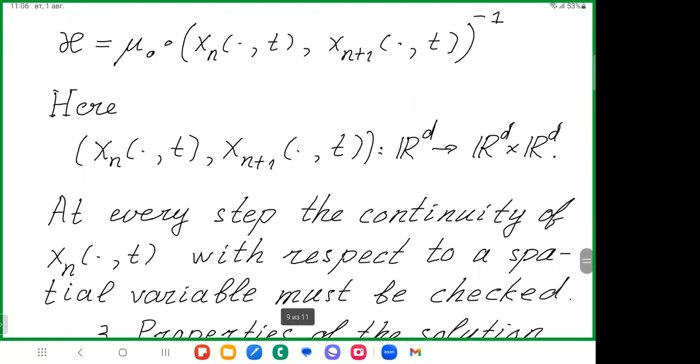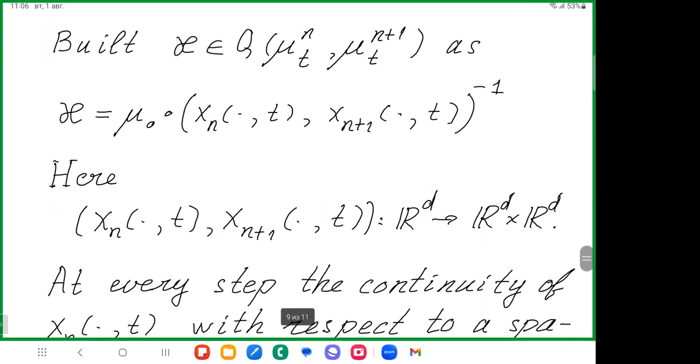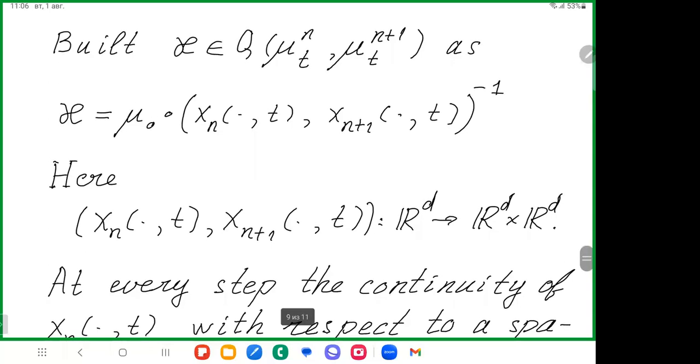I'm sorry, may I interrupt you? I have a question concerning the definition of kappa. So kappa, probably it is mu0 times mu0 composed with this. No, Yana, this is the idea. You see, I said that this is a mapping. Please see this one. Here, xn and xn+1, this is a pair, but it maps one variable. You see? Okay. This is the idea.